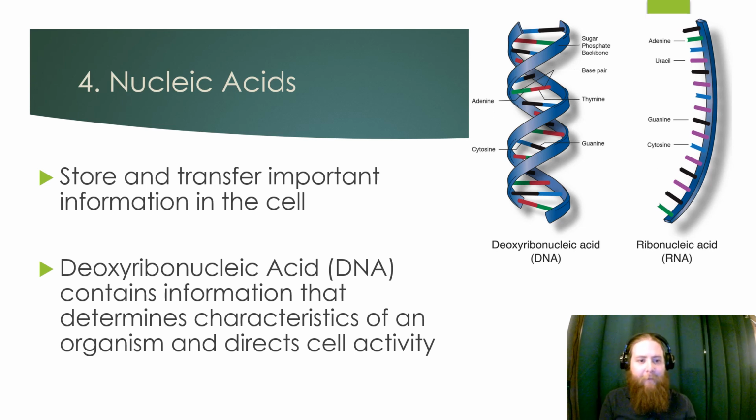Our fourth and final type of organic molecule are the nucleic acids. They are very important. They store and transfer important information in the cell. The chief among these is deoxyribonucleic acid, or DNA. This is found in all living organisms and contains the information that determines their characteristics. As an adult, and as you continue to mature, it also directs your cellular activity and makes sure that you develop in a way that you're supposed to.